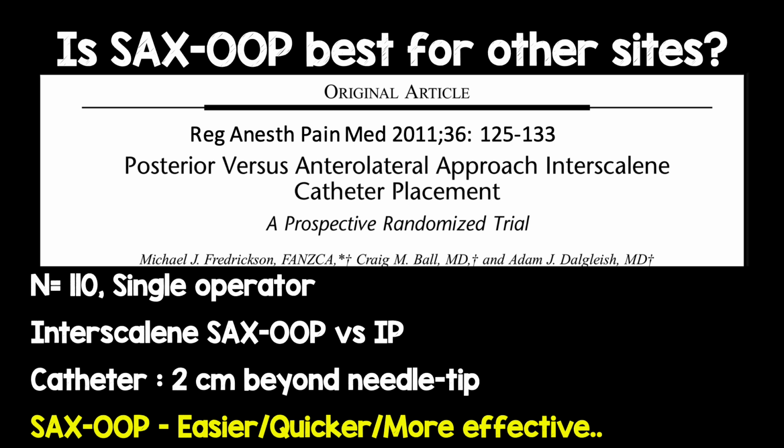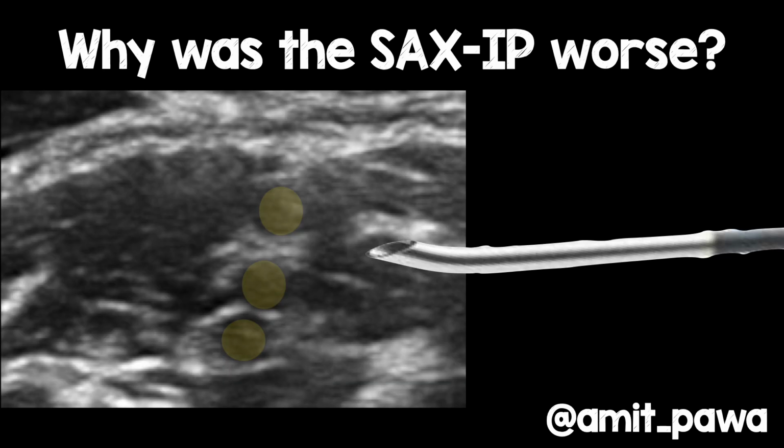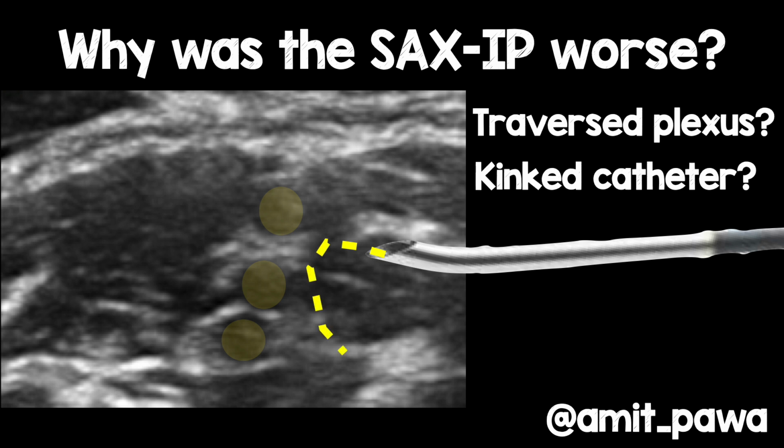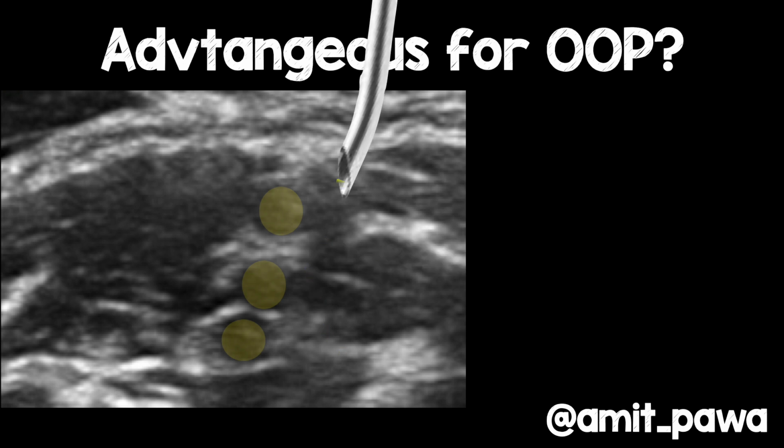Because the needle is passing the catheter along the line of where the nerves are lying. So why was short axis in plane worse? Well, imagine what might happen here. You've got a cross-sectional view of your brachial plexus and you do your in-plane needle tip. It's possible that you might have traversed the plexus or that the catheter gets kinked. Whereas if you're going to do it out of plane, you can see how you will find and thread your needle along the passage of the nerves aligning the brachial plexus.